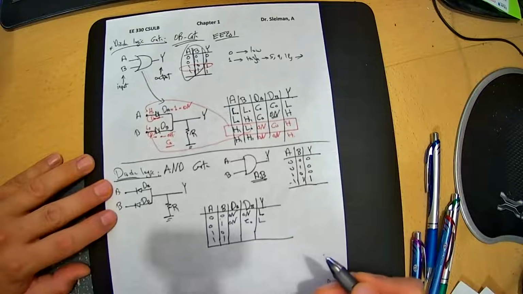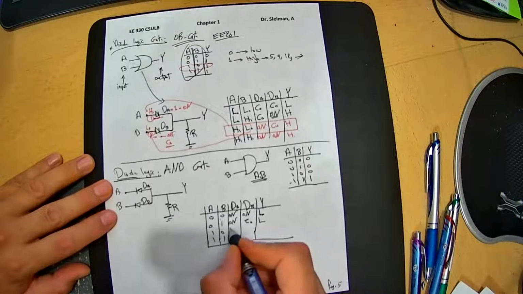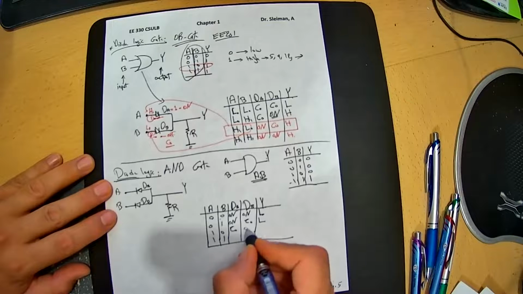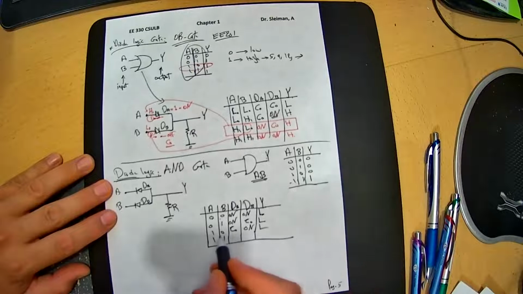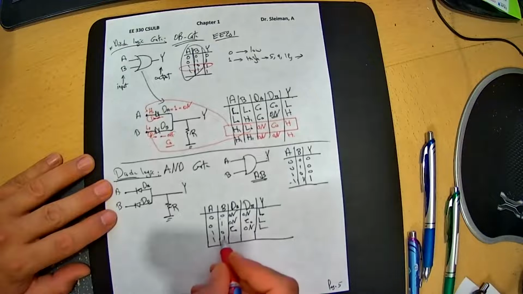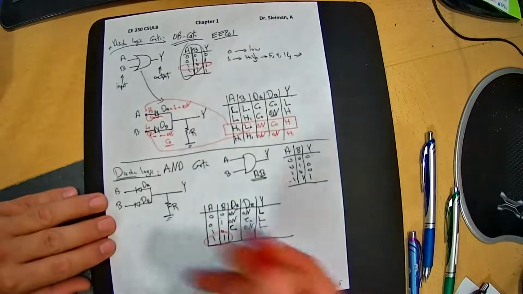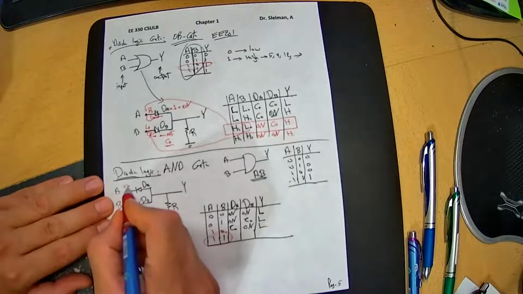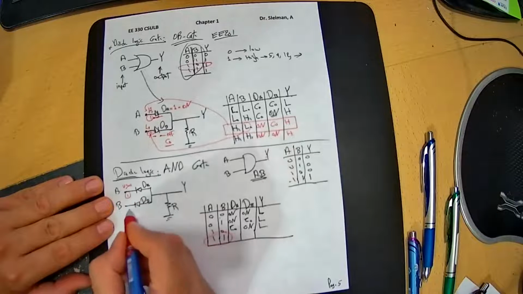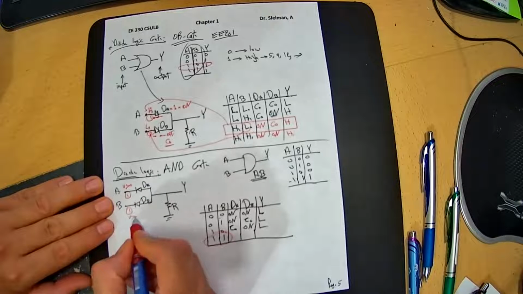So still we're getting low. Same thing, this is cut off and this is on, we have low. Now we have 1 and 1. Let's see what's going on in 1 and 1. So we have voltage greater than 0. That means we're introducing 1 here and 1 here. So voltage greater than 0.